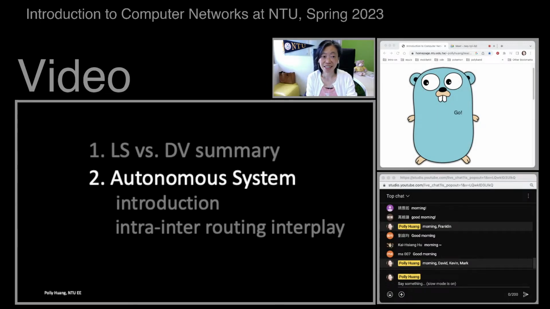All right, so that's comparing link state to distance vector. And then we start chapters 5.3 and 5.4. Okay, so this is internet routing. Now before we start, recall what is an internet.